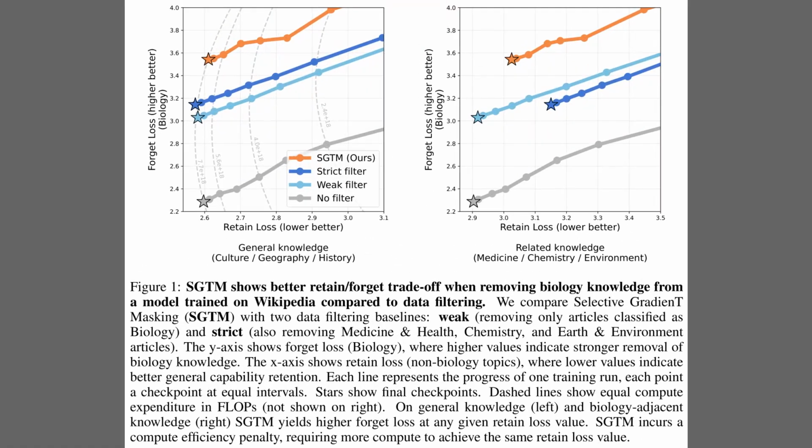Alright, Figure 1 gives the first concrete payoff. Selective gradient masking moves the model to a better trade-off between forgetting biology and keeping everything else. The left panel plots general knowledge performance against biology loss and shows the orange selective gradient masking curve sitting consistently above the blue filtering curves at the same retain loss. The right panel repeats this for biology-adjacent fields like medicine and chemistry, and the pattern holds. The gray no-filter runs stay lowest on biology loss, meaning the model preserves biology knowledge instead of removing it.